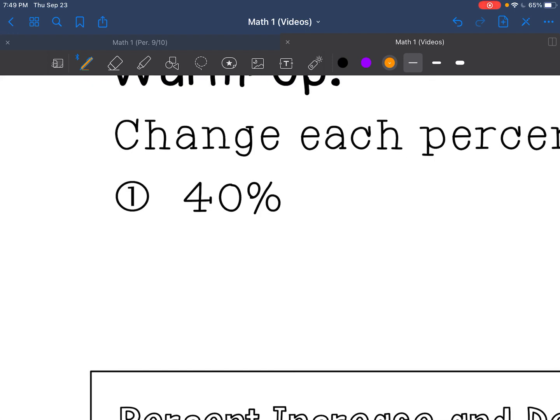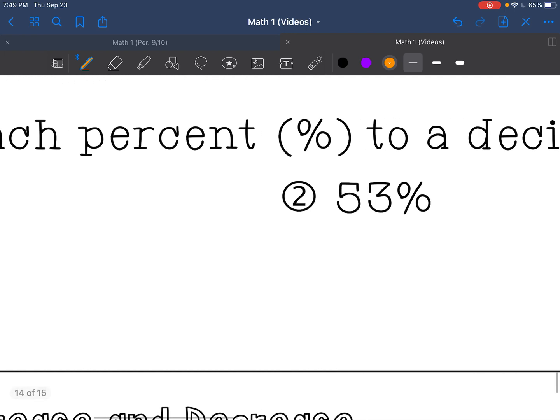So looking at 40%, the decimal here is behind the 0 in front of the percent sign. I'm going to move it to the left 2, so that's now in front of the 4. And just for math safety, put a 0 in front of that decimal, just so you don't make any silly math mistakes.